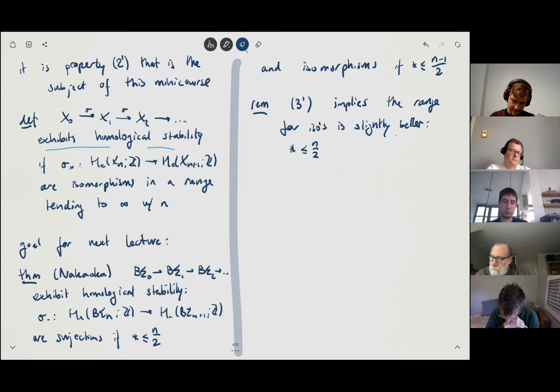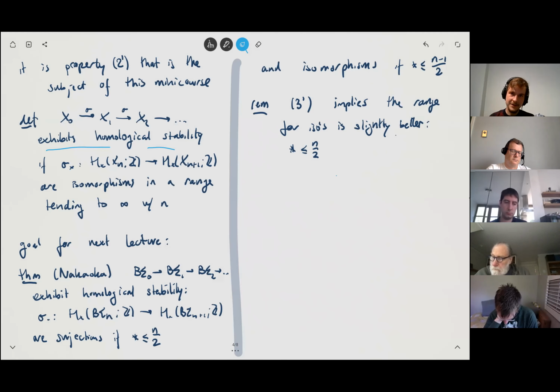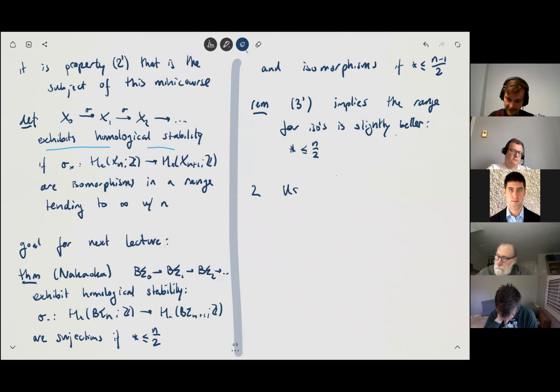Okay. So it's really true that this theorem is going to be the goal of the next lecture and a half, because for the remainder of this one, I want to talk about how you might use homological stability for symmetric groups.